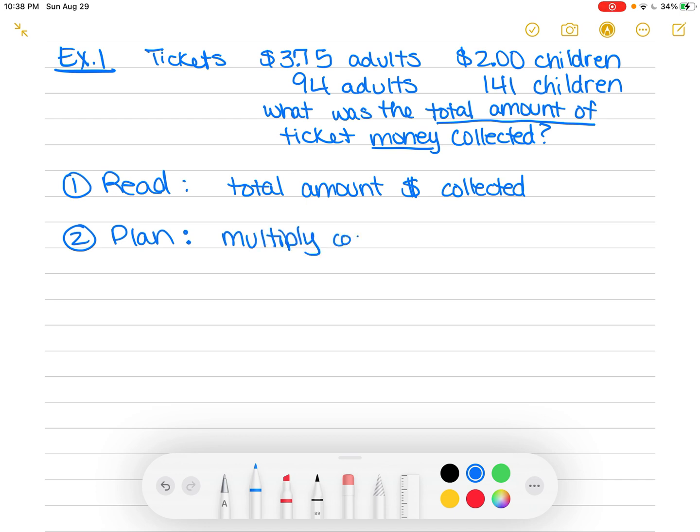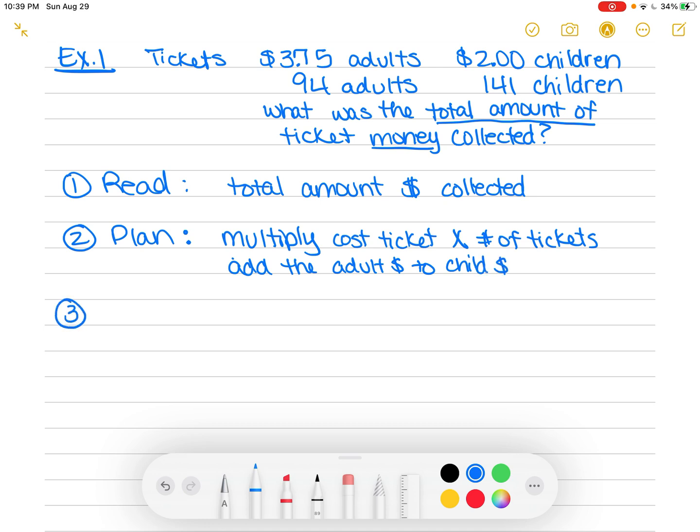Multiply the cost of ticket times the number of tickets, right? But that's for adults, and then I have to do that for children. Then my next thing is I'm going to add the adult money to the children's money. Right? Okay, so that's my plan.